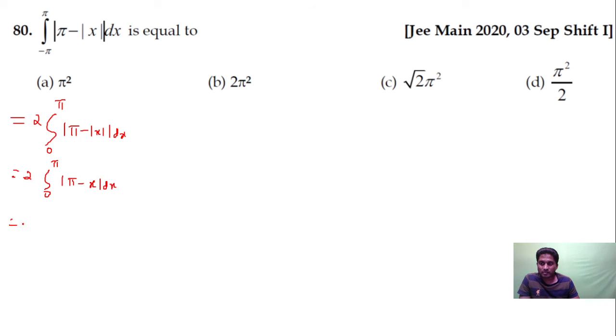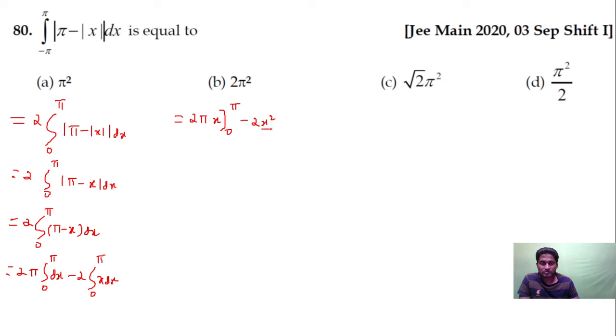Now between 0 and pi, obviously this will be positive. So this is pi minus x dx. If you open the bracket, this is equal to 2 pi integration 0 to pi dx minus 2 times integral 0 to pi x dx. So this is equal to 2 pi, integration of dx is x between the limits 0 to pi, minus 2 times integration of x is x square by 2 between the limits 0 to pi.